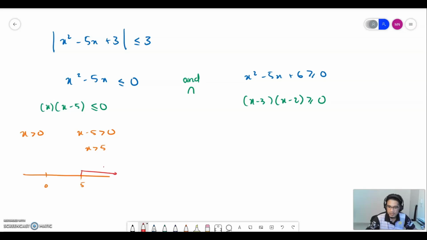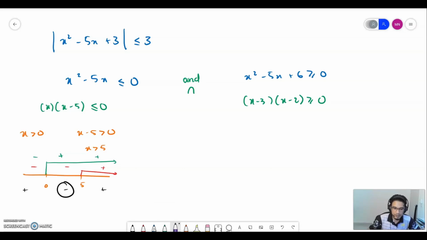Going to the right is positive, negative, negative, and going to the right is positive, negative, positive, negative. So we have positive, negative, and positive. What we want is a negative region.